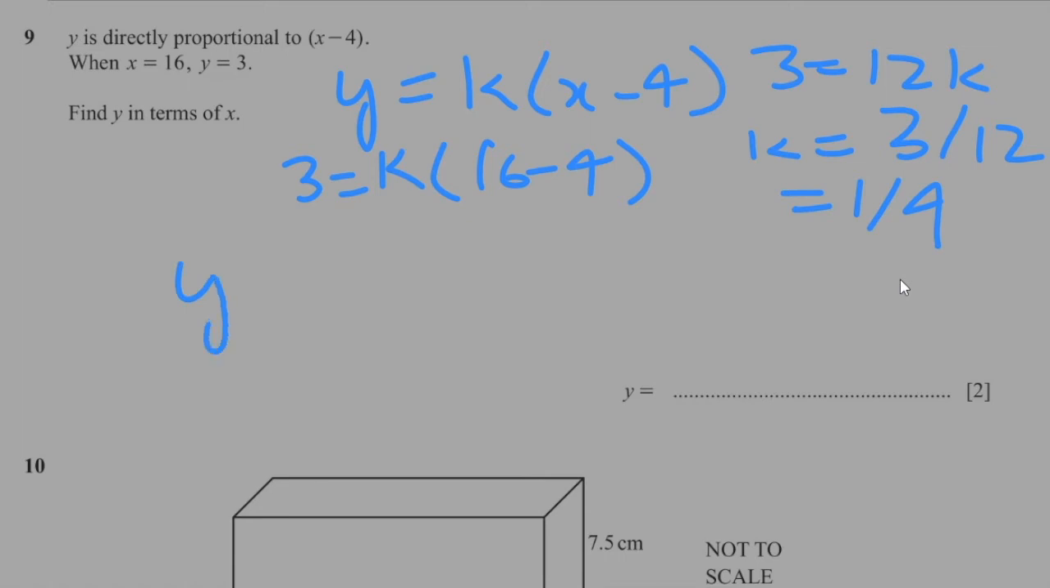Now y is equal to 1 by 4 multiplied by, so I'll substitute the value of k over here, which we have found, as in substituting the values as 1 by 4 multiplied by x minus 4.